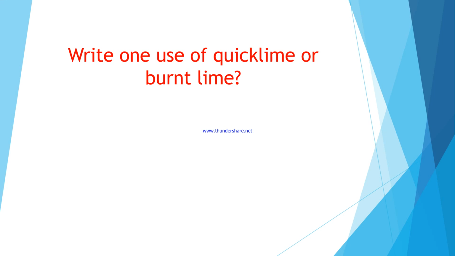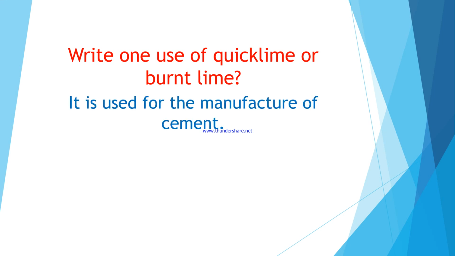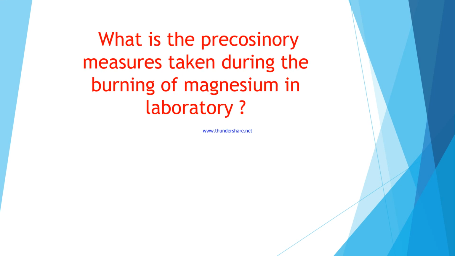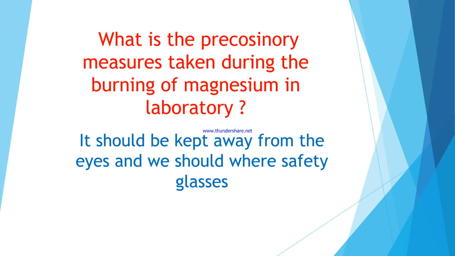One of the uses of quicklime is that it is used in the manufacture of cement. The metals which undergo corrosion are iron, copper, silver, etc. What precautionary measure should be taken during the burning of magnesium in the laboratory? When we burn magnesium, it burns with a bright light which may affect the eyes. So we should use safety glasses in order to protect our eyes.